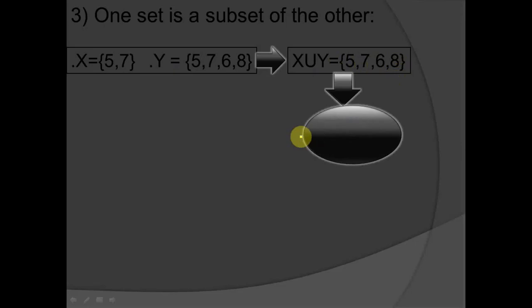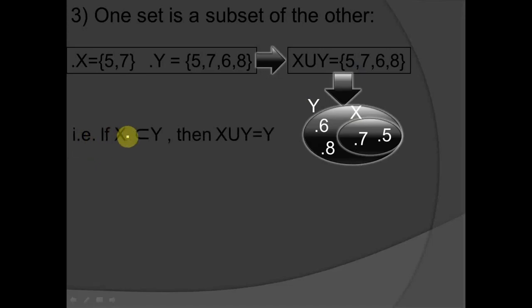But do we write 5? No. We wrote it before. Do we repeat 7? No. We wrote it before. 5, 7 we write only one time, and 6, 8. The figure: bigger circle, smaller circle inside it. X is a subset of Y, Y has 6 and 8, and 5 and 7 are two common elements between the two sets.